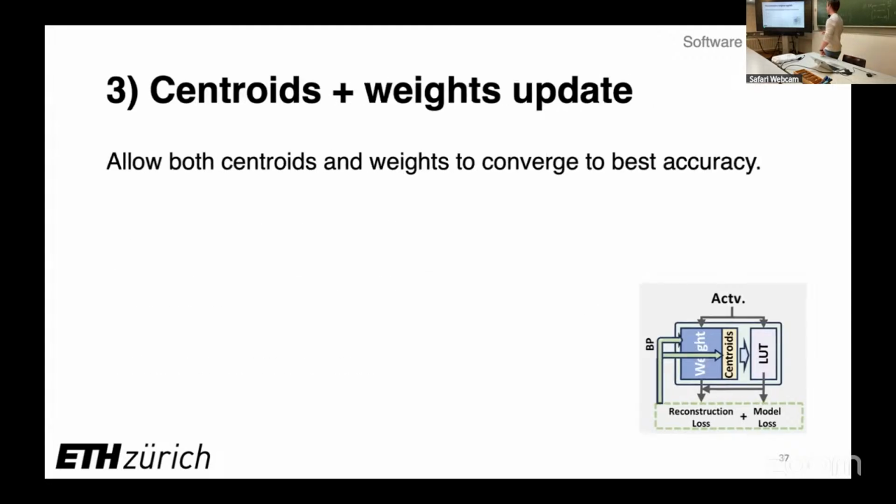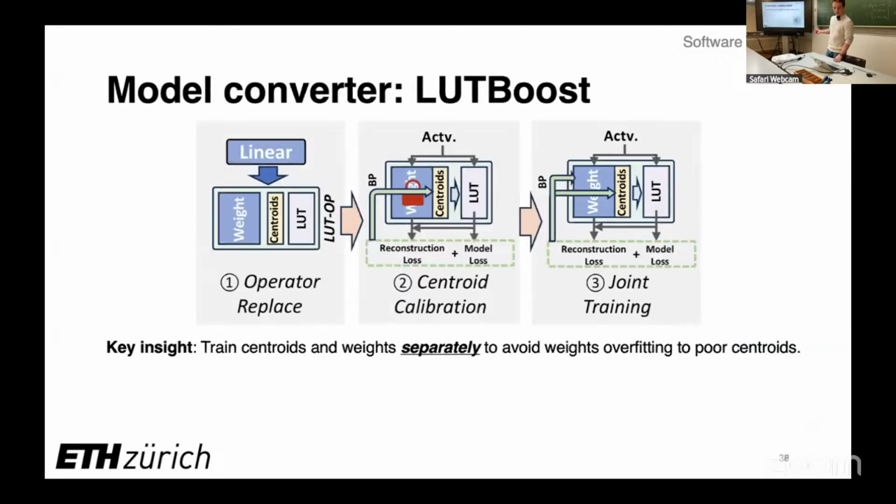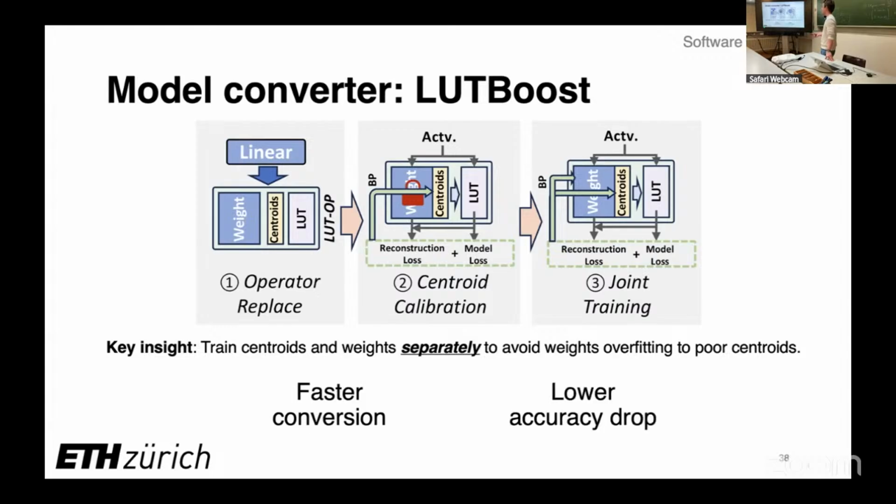Okay, and then the final step is once you have roughly well-trained centroids, the initial weights, you let them train together to converge to a better accuracy. And this is all the steps. The key insight is to break down the training into 2 steps to avoid overfitting to poor centroids, which would be initialized randomly. And compared to previous approaches, it converges faster and has a lower accuracy drop.